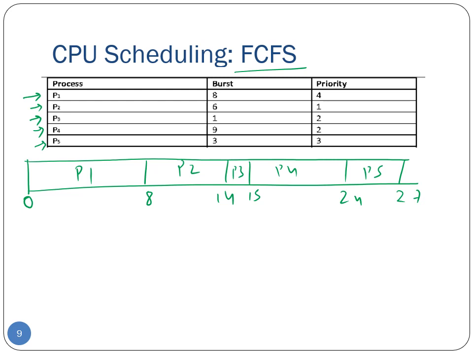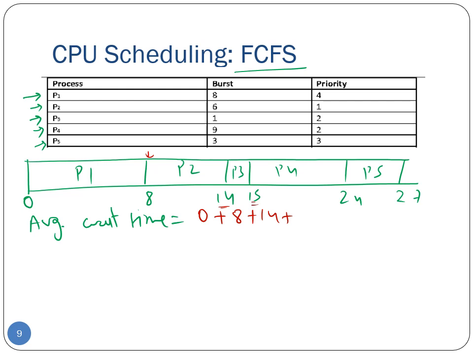So this is the Gantt chart. Now the average wait time. Process P1 did not have to wait, it started immediately at time 0. So the wait time for P1 was 0. P2 started at time 8, so it had to wait for 8 time units. P3 had to wait for 14 time units.